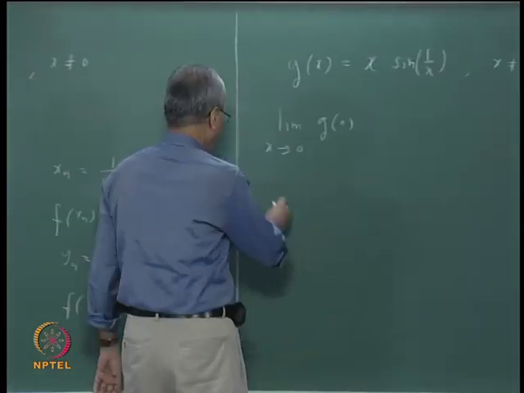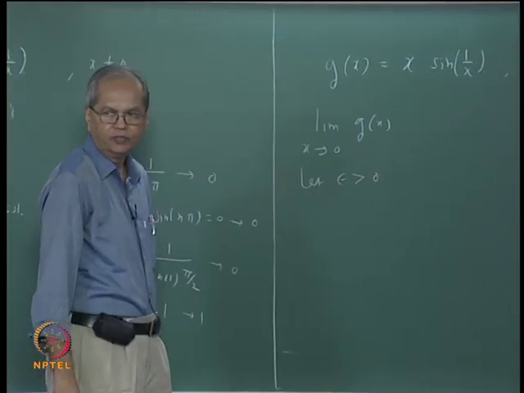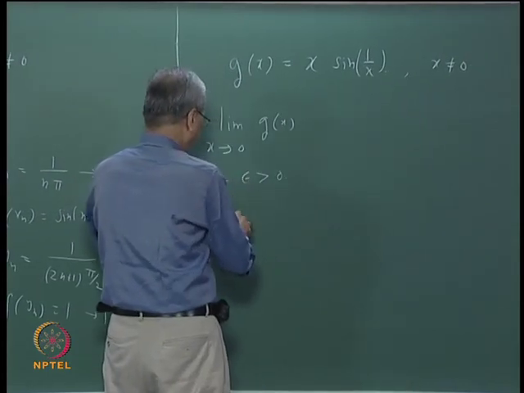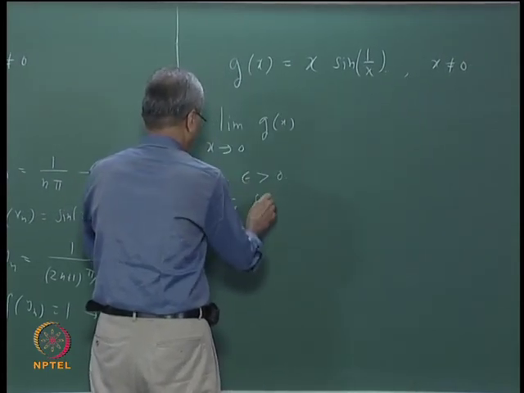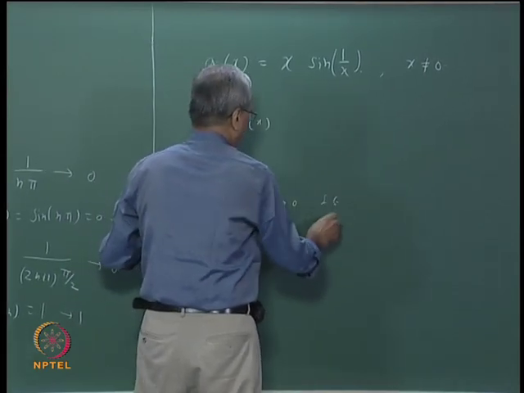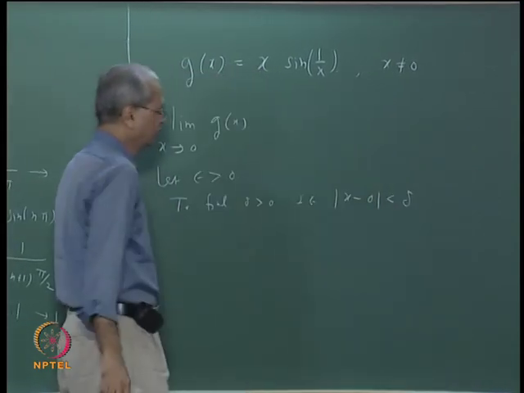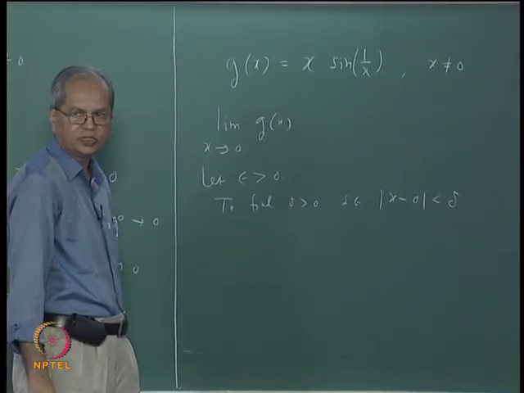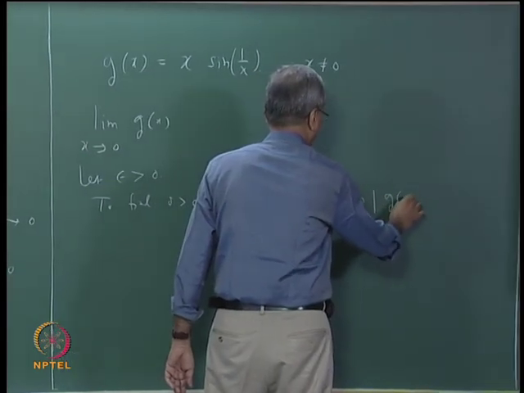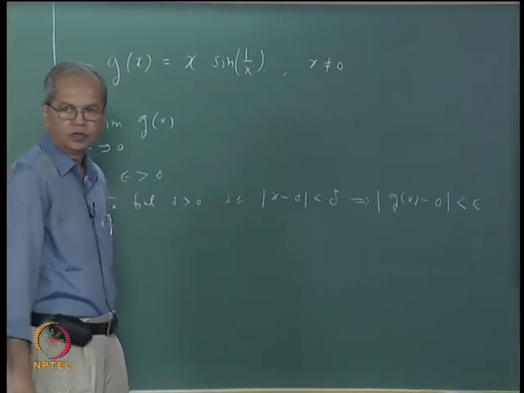So we shall just take, let us say we are given epsilon bigger than 0, and then for this epsilon we want to find a delta bigger than 0, such that whenever mod of x minus 0 is less than delta, this should imply that mod of g(x) minus 0 should be less than epsilon.